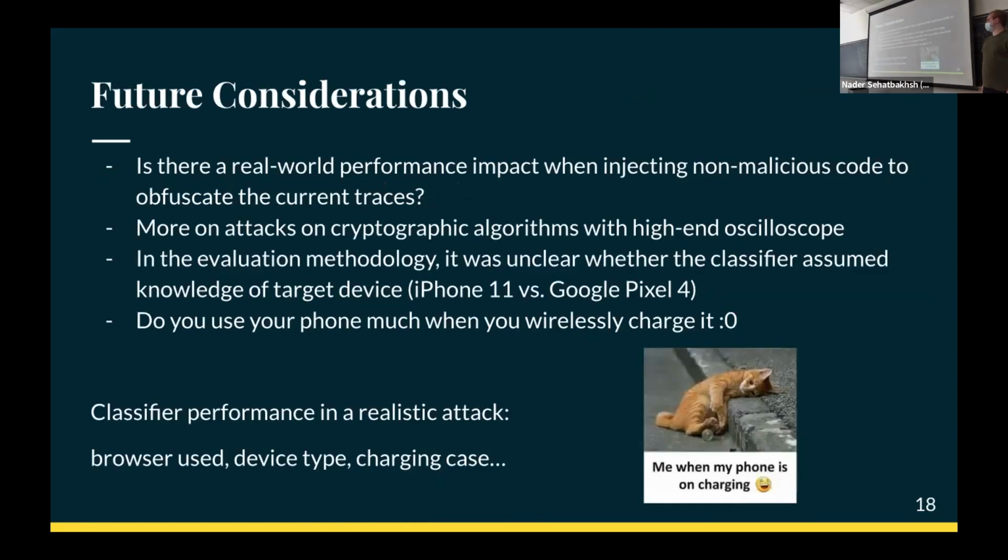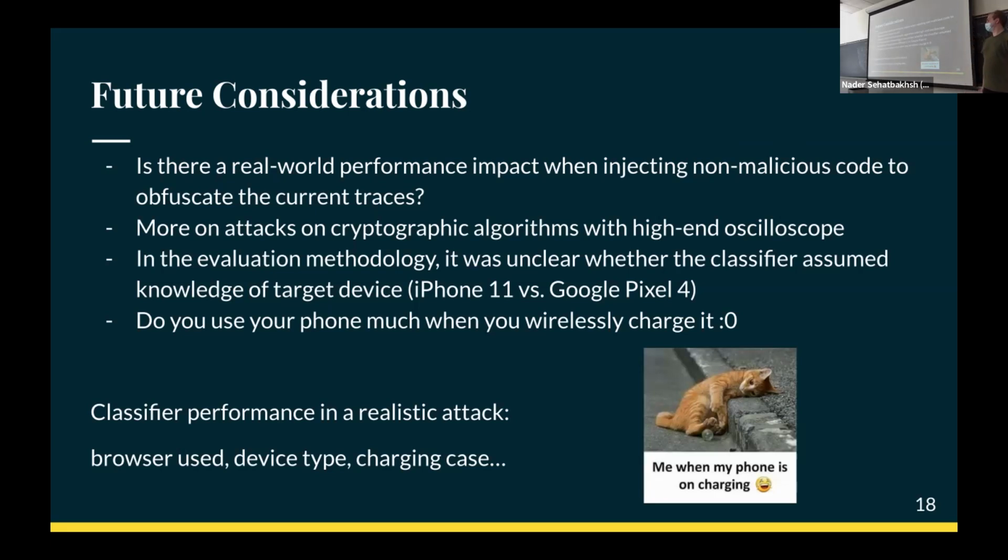So some future considerations: what would the real world impact be if we were to perform that meaningless code injection that we talked about before? Would it be noticeable to mobile phone users or not? Also, if we had access to oscilloscopes with this sort of wireless charger setup, what sophisticated attacks and what sort of information could we gather from it? Other power side channel attacks have been shown to gather things such as RSA keys and whatnot.